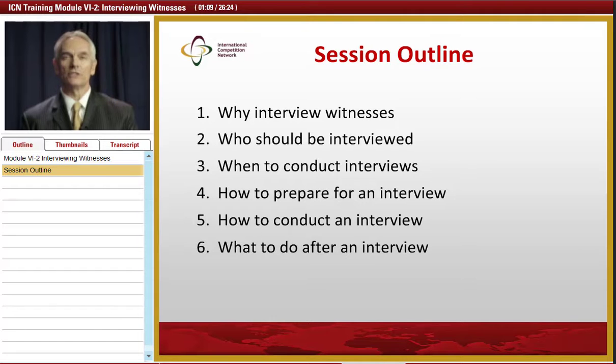Here's an overview of the session today. First of all, we're going to talk about why we interview witnesses. Second, we're going to talk about who should be interviewed. Third, we're going to talk about when to conduct interviews. Fourth, we're going to talk about how to prepare for an interview. Fifth, we're going to talk about how to conduct an interview. And sixth and last, we're going to talk about what to do after you've concluded the interview.